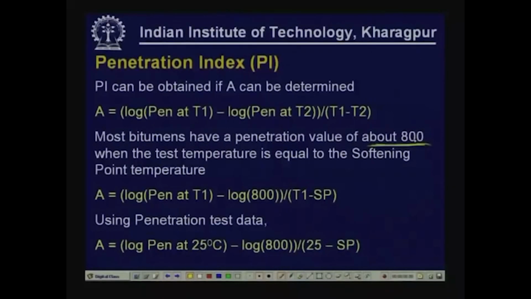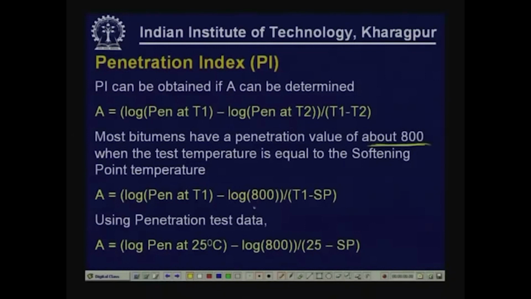So, for example, 30/40 you may have to test at maybe 52 degrees centigrade, 80/100 you may be testing at 45 degrees centigrade. If those are the corresponding softening points, then the penetration value that you can expect for these two binders at those temperatures is about 800. 800 means that is about 80 millimeters. So, making use of this assumption or the experience.